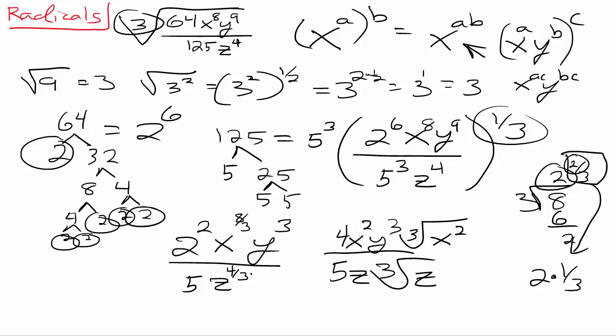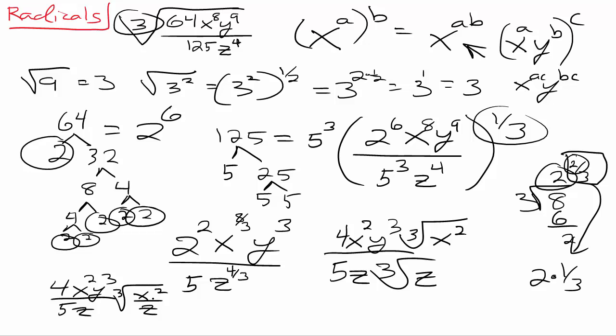And then, of course, we would clean this up. We wouldn't have these two radicals. We would just write it as 4x squared y cubed over 5z, and then we would have the cube root of x squared over z. And that has now been completely reduced.